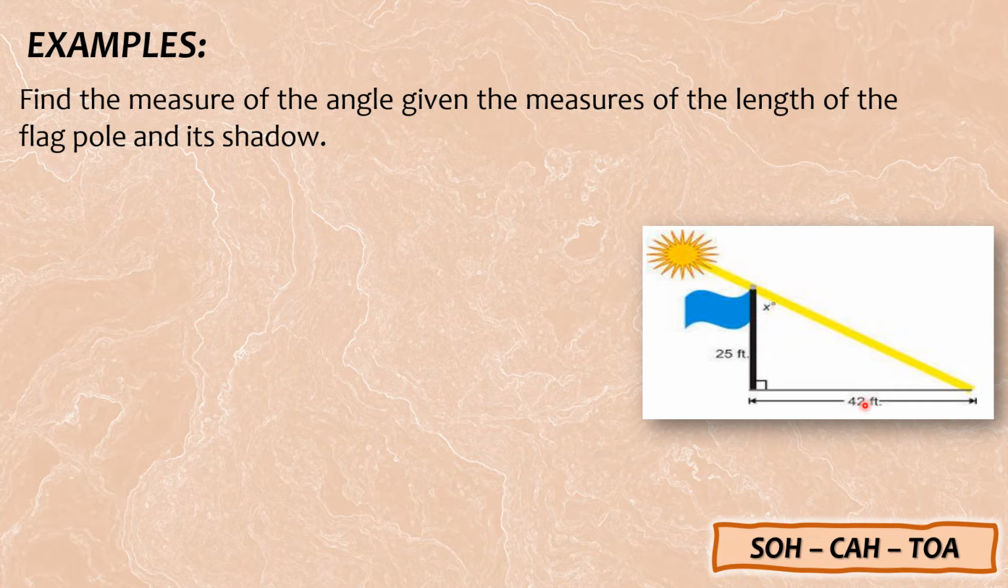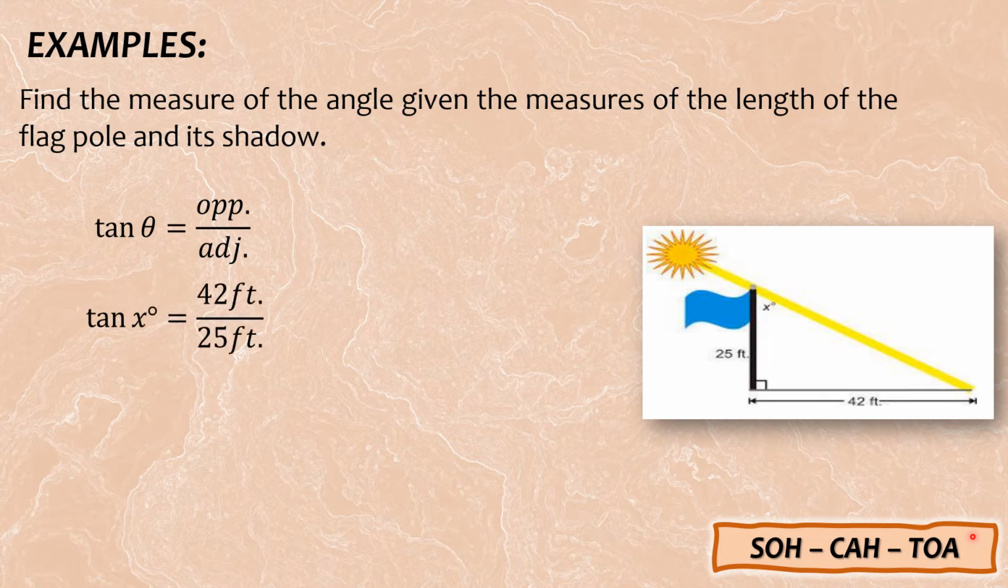So, ang 42 feet ay opposite niya at ang 25 naman ay adjacent sa kanya. So, ang gagamitin natin is tangent. So, this will become tangent theta is equal to opposite over adjacent. And then, let us substitute the given value. So, magiging tangent x degrees, since x yung hinahanap natin, is equal to 42 feet over 25 feet. So, ang gagawin lang natin is i-divide natin yung 42 sa 25. So, this will become tangent x degrees is equal to 1.68 feet.